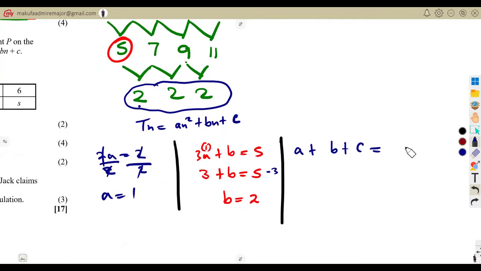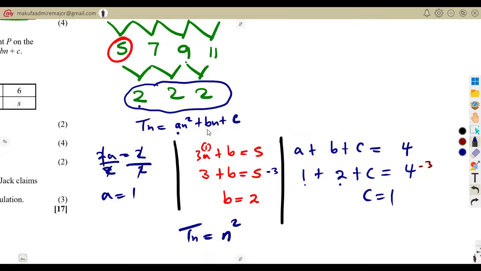In this case, we calculated these values. Remember, a is 1, b is 2, so plus c is equal to 4. So let's add up 1 and 2, which is 3. So we're going to simply subtract 3 there. So c is equal to 1. So Tn, if it is a quadratic, is an squared, which is 1n squared. So it's just going to be n squared plus bn, our b, which is 2, so that's 2n plus c, which is 1.